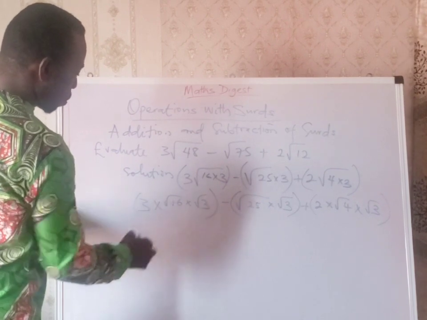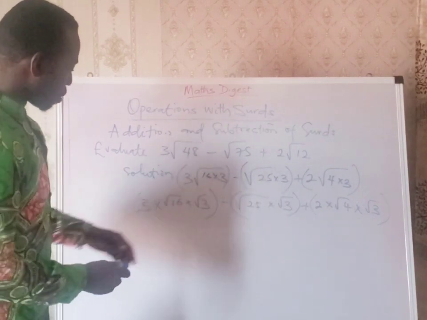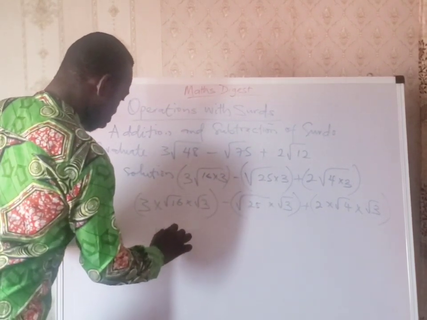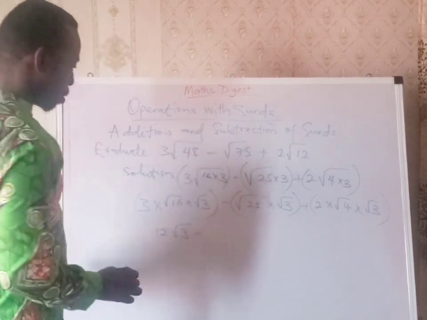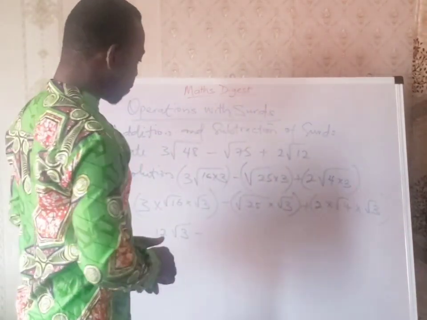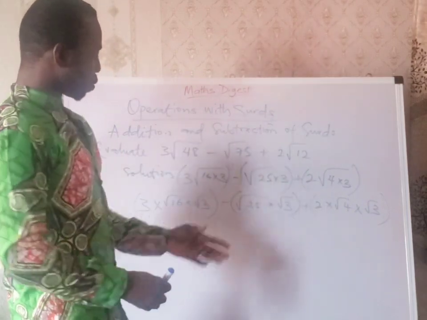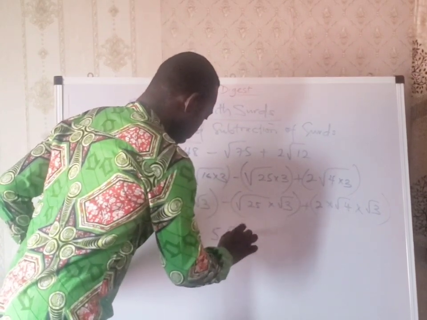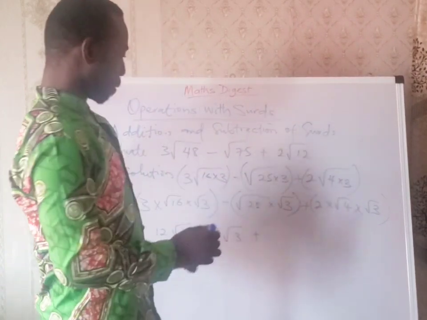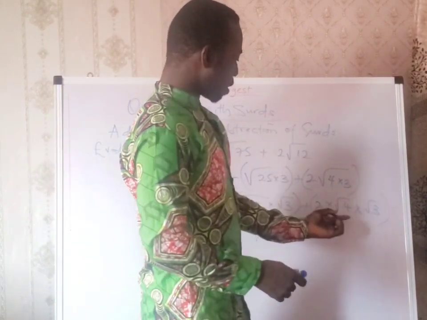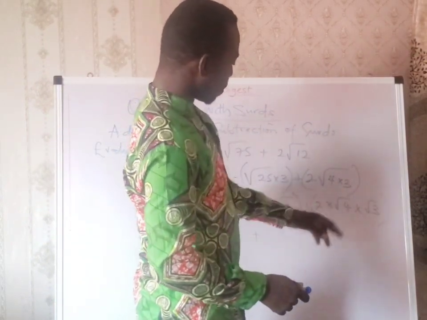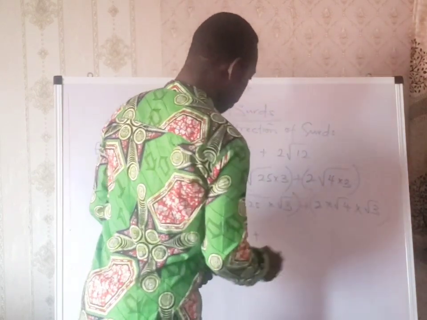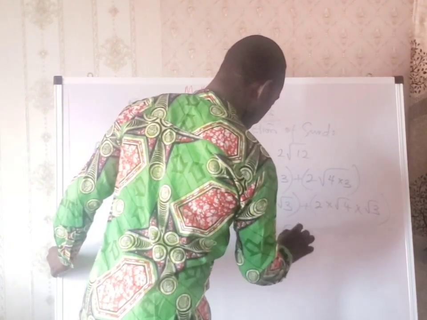Now with this, we have 16 inside this root, and it is a perfect square. Now root 16 is what? 4. 4 times 3 will give you 12. So you have 12 root 3 minus, now root 25. 25 is a perfect square. So when you say root 25, you have 5. So we have 5 root 3 plus, now 4 is a perfect square as well. So root 4 is 2. 2 times 2 here is 4. So we have 4 root 3.